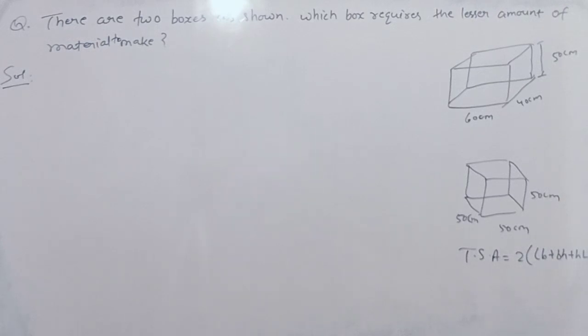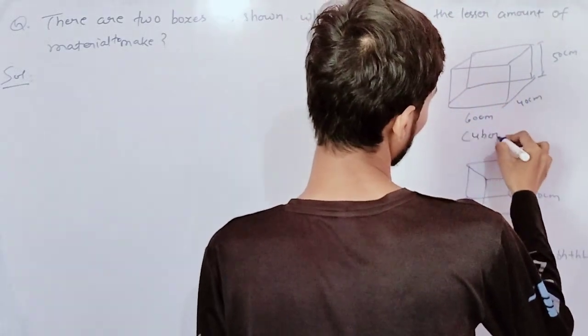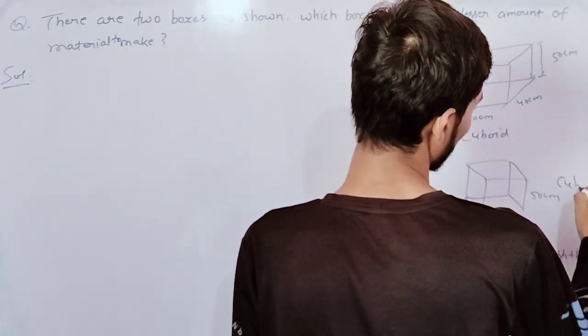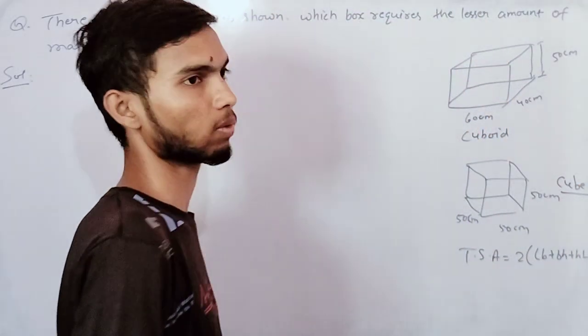This is the question. We have two figures. First is a keyboard, and second is a cube. You can identify which one is a keyboard and which one is a cube.